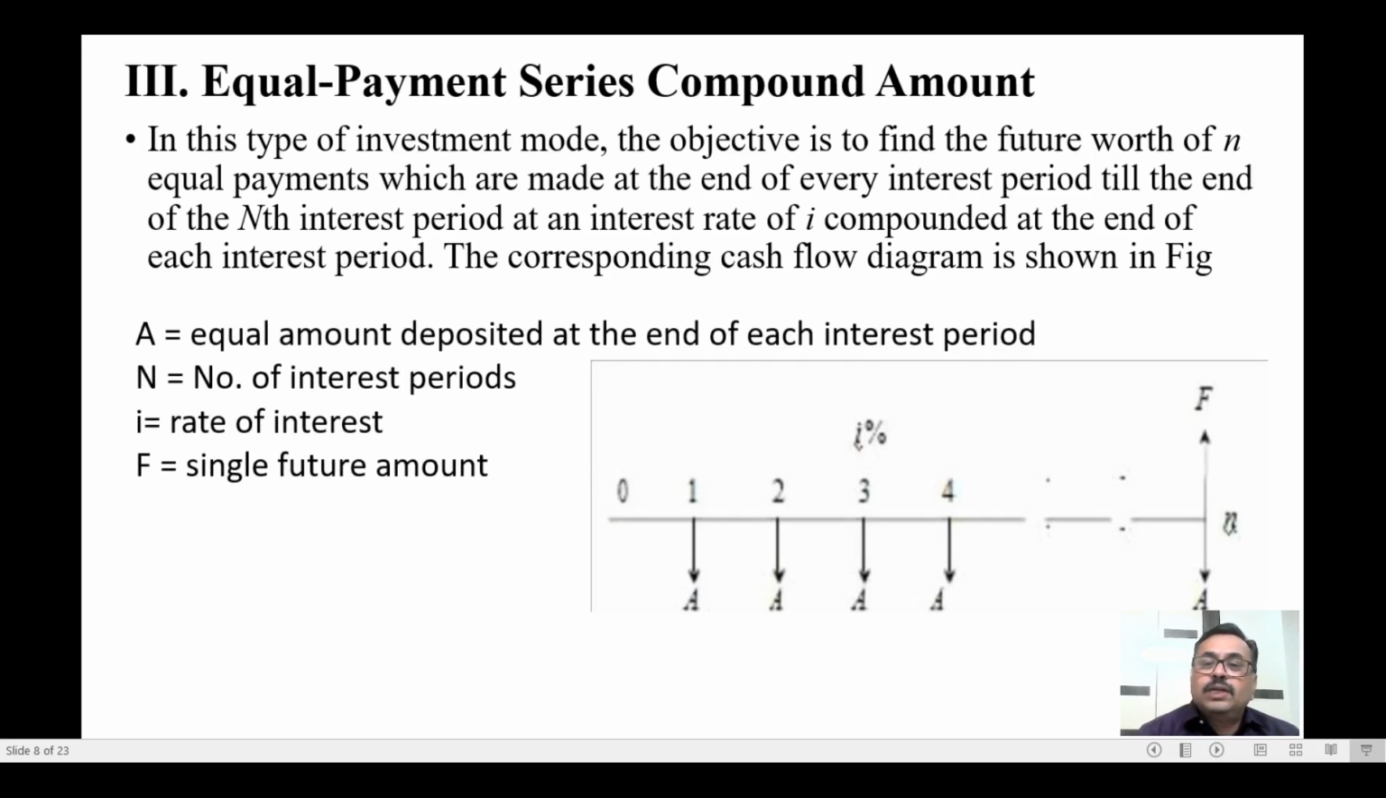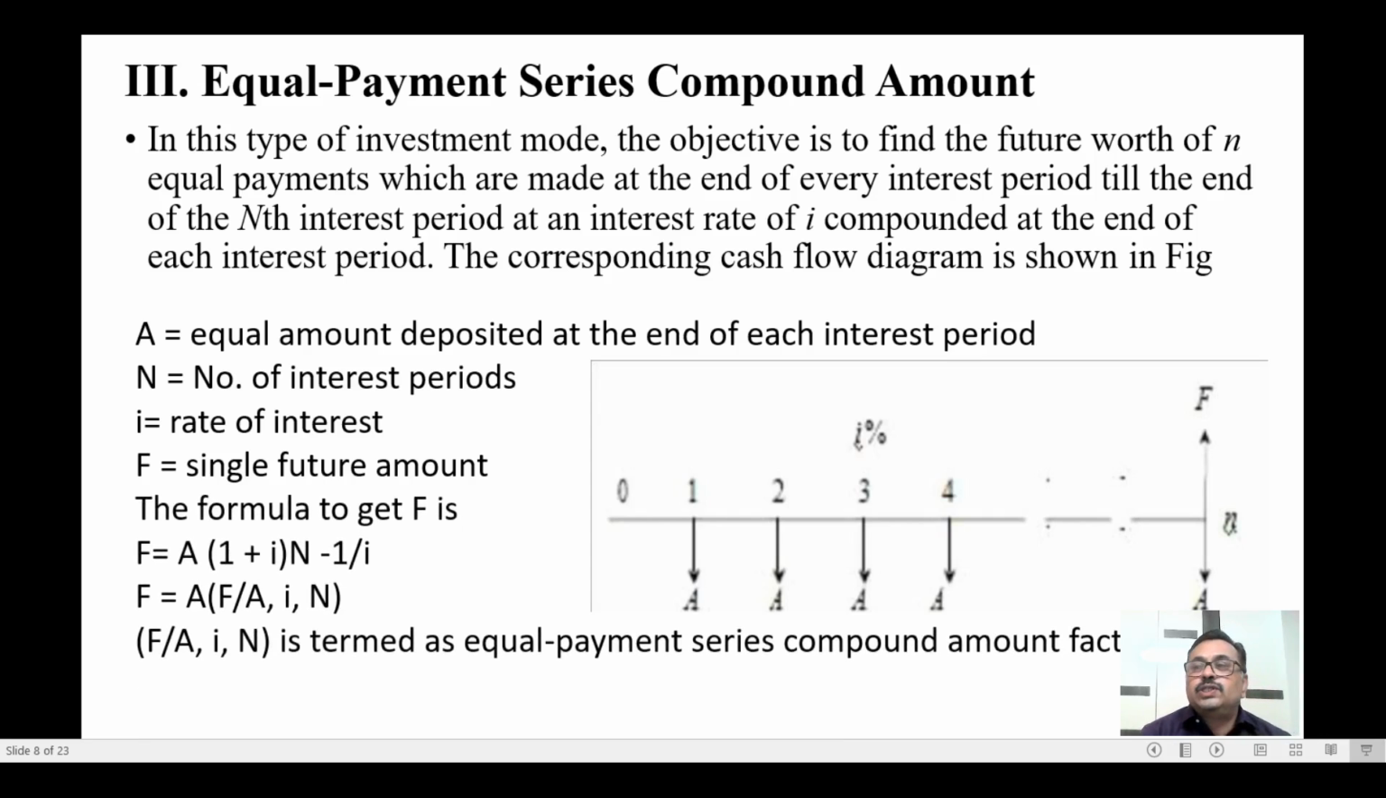Let us go through each and every notation. A is the equal amount deposited at the end of the interest period. At the end of the interest period means first year, that is from 0th year to first year you will be paying it. N is the number of interest periods, I is the interest rate, F is the future amount.